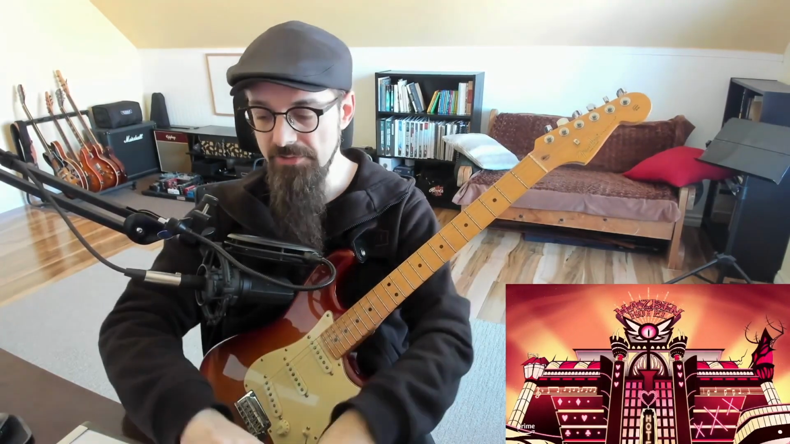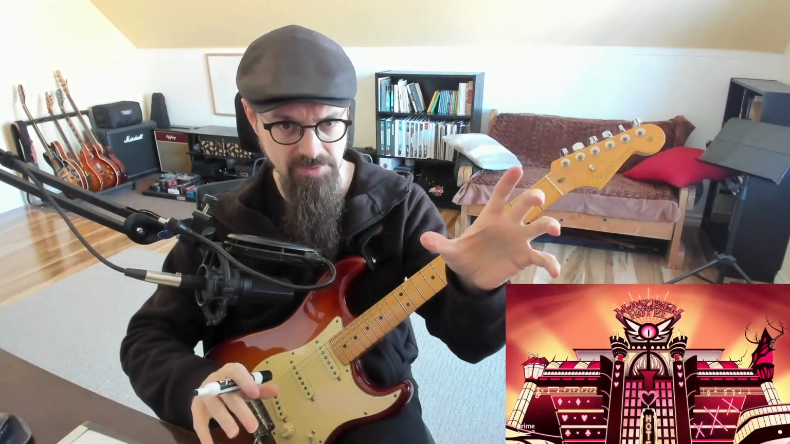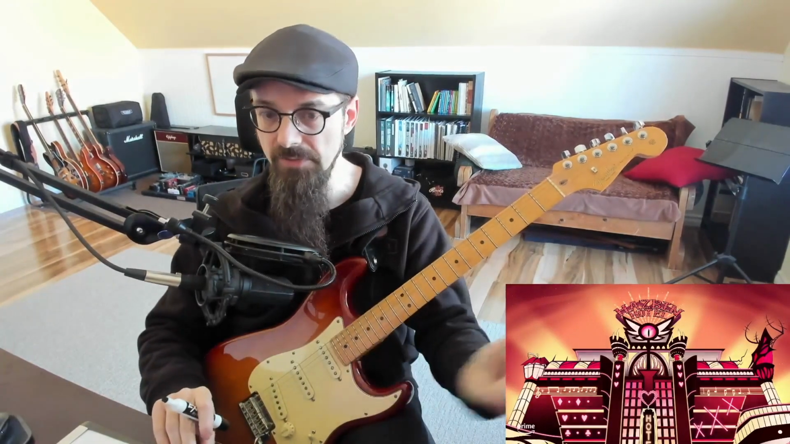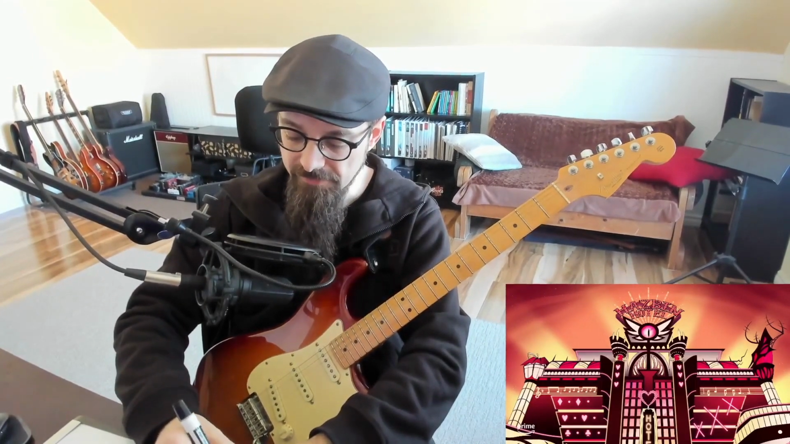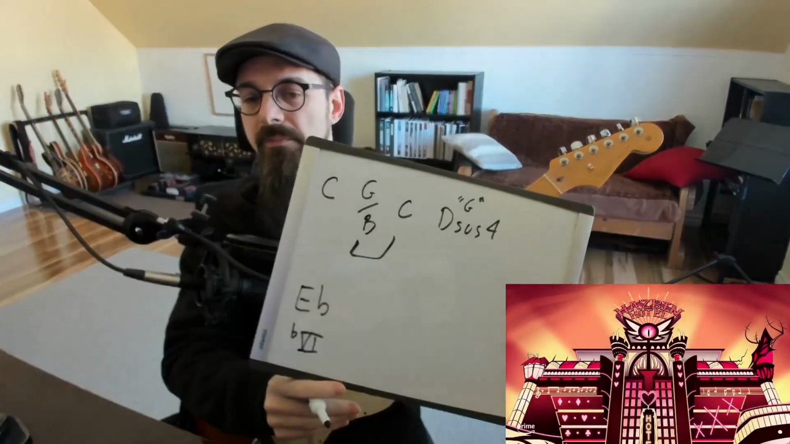It's boring though. So what do they do? First, they don't resolve the suspension, they hold the suspension. Second, they don't go to the G chord. Instead, they go to an E flat chord. The E flat is the flat sixth chord in the key of G.